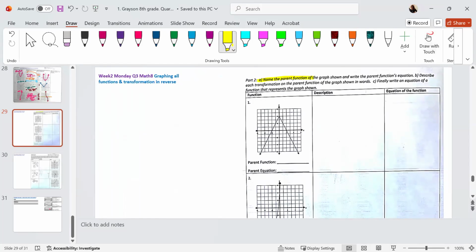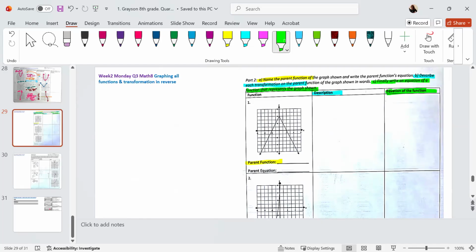A is the parent function, so it's right here, correct? B, describe each transformation, like you're going up, down, left, right. If it's compressed, that's number 1. We're just going to do this one first. And then lastly, C, finally write the equation of a function that represents the graph below.